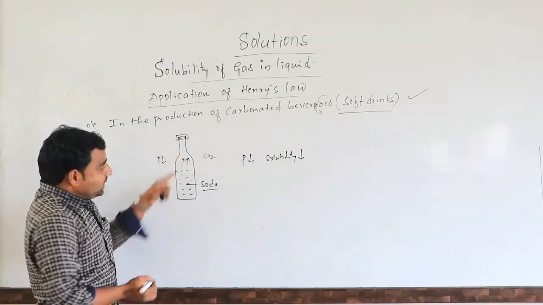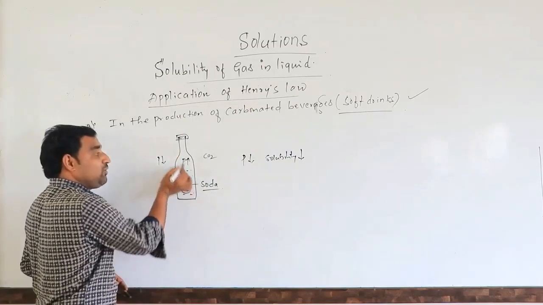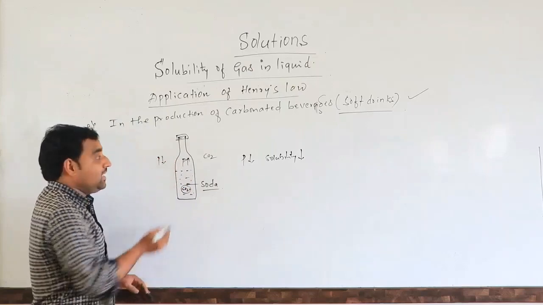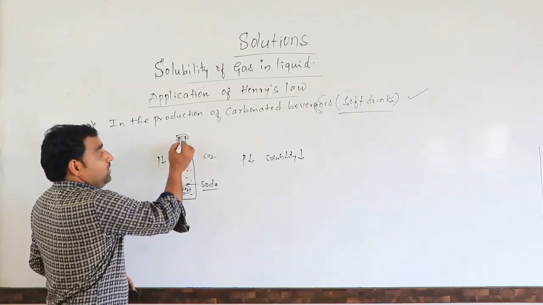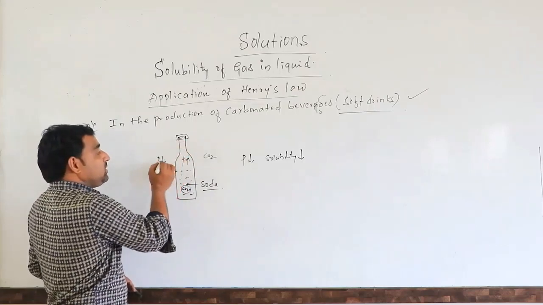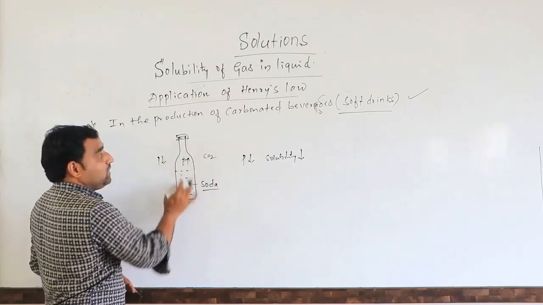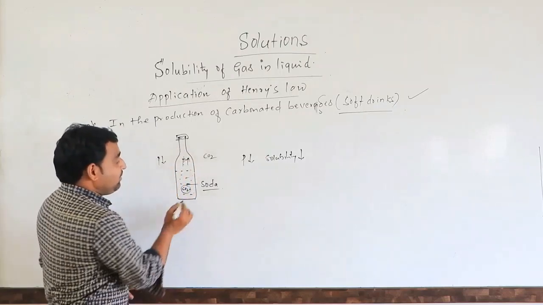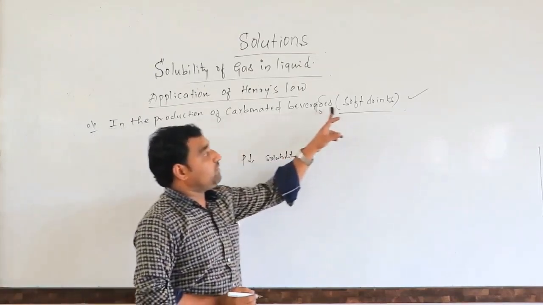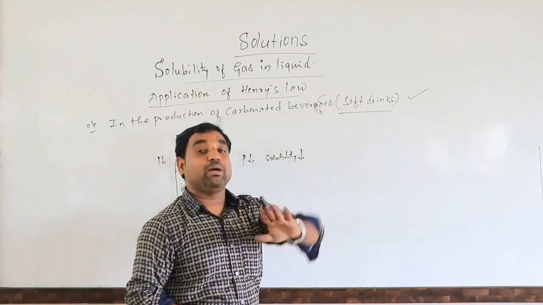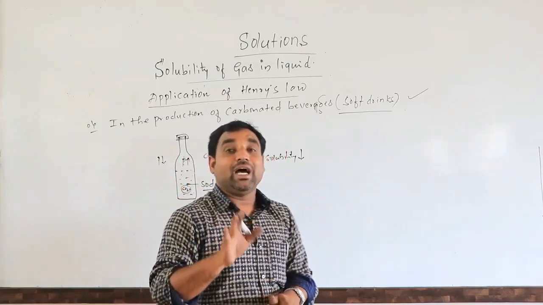If the pressure decreases, soluble gases like carbon dioxide come out of the solution as bubbles, and when we open the lid, the fizz sound also comes. When the outside pressure and the inside pressure are equal, the bubbles stop. So in the production of carbonated beverages or soft drinks, Henry's law applies to dissolve the gas under high pressure.